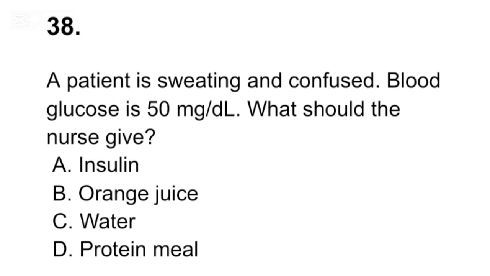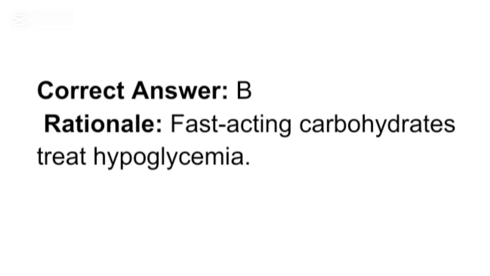38. A patient is sweating and confused. Blood glucose is 50 mg per deciliter. What should the nurse give? A. Insulin. B. Orange juice. C. Water. D. Protein meal. Correct answer, B. Rationale: fast-acting carbohydrates treat hypoglycemia.